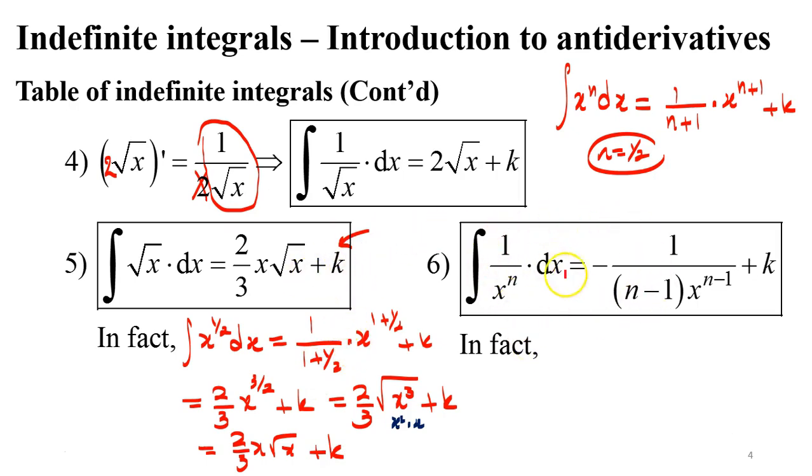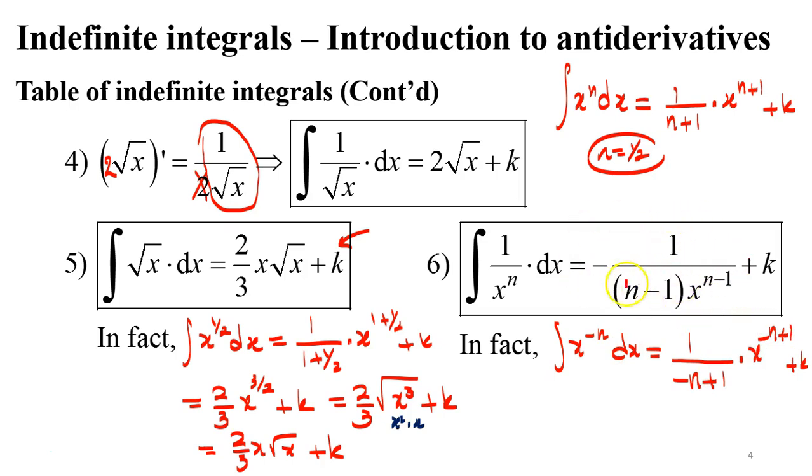Similarly, we're going to set up the rule of 1 over x to the n, again using the power rule. So over here, the integral of 1 over x to the n can be written as a power of x as x to the negative n times dx. So replacing n in the power rule by negative n would in fact give me 1 over negative n plus 1 times x to the negative n plus 1 plus k.